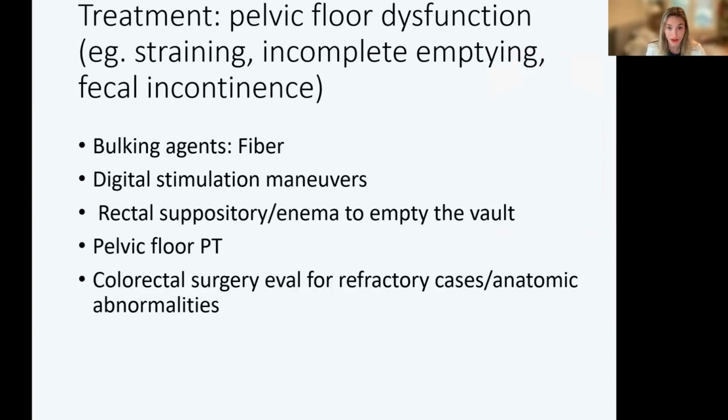For pelvic floor dysfunction, or patients with straining, incomplete emptying, or fecal incontinence symptoms, we want to think first about having them bulk their stool using fiber agents and sometimes helping them empty their rectal vault. That will involve things like digital stimulation maneuvers, rectal suppositories or enemas, and pelvic floor physical therapy to retrain those muscles and help work on coordination maneuvers. And in really refractory cases, thinking about colorectal surgery for any anatomic abnormalities.